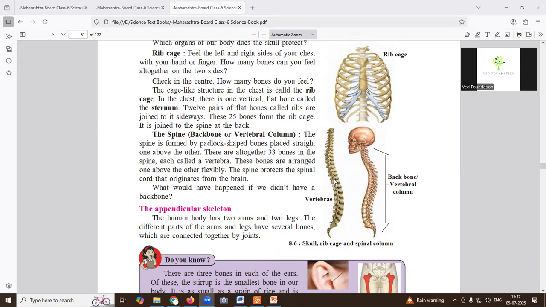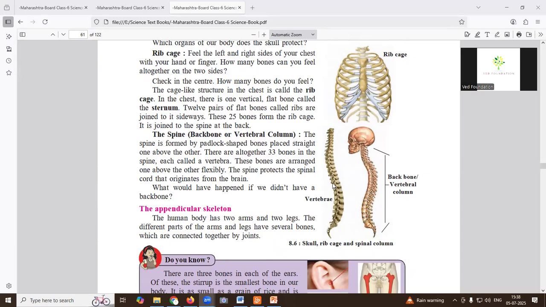There are altogether 33 bones in the spine, each called a vertebra. Each small bone is called a vertebra. And there is cartilage between two vertebrae. Cartilage softens the ends of bones. These bones are arranged one above the other flexibly. Means this vertebral column can bend because the bones are arranged one above the other flexibly.